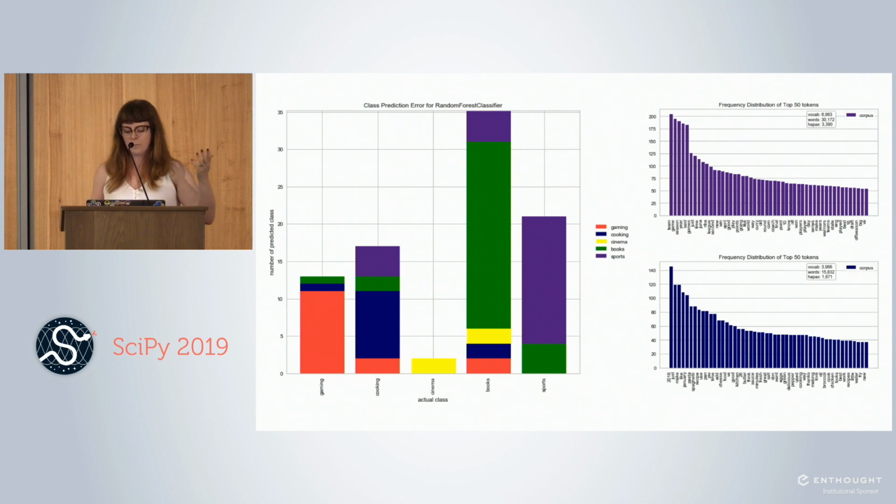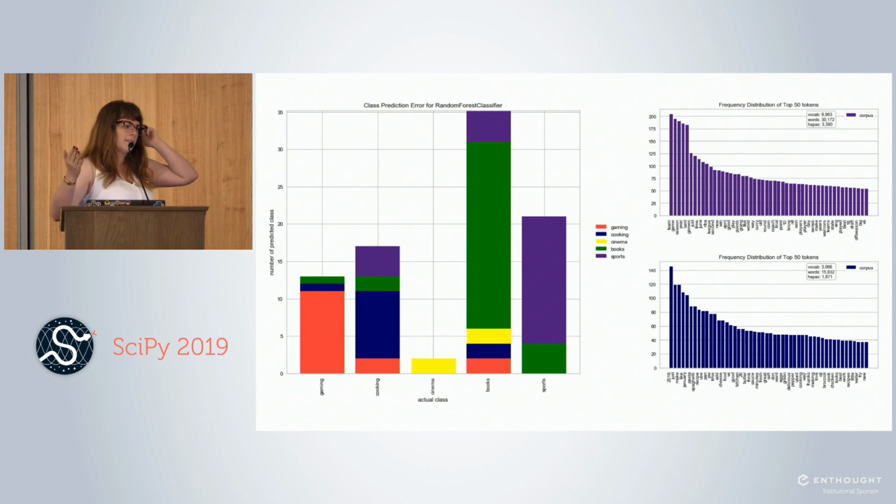So for instance, let's say we're trying to classify gaming documents. Gaming is the pink salmon color here. When we get that classification wrong, we're most likely to misclassify gaming documents as being either about books or about cooking. Books are the green and cooking is the blue. So this is a little bit like a confusion matrix, but visualized as a bar chart.